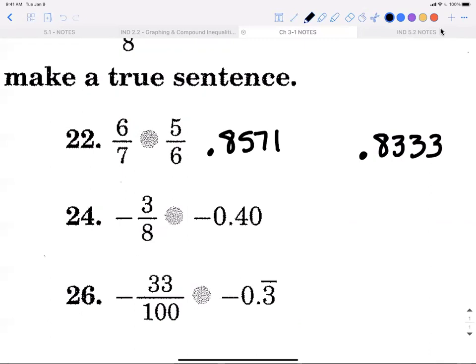These are both positive numbers. So the first thing I do is I look at my tenth spot. They're both 8. That doesn't help me. So then I got to go out another spot and I look at my 100th spot. I have a 5 and a 3. 5 is greater than 3. So this whole decimal is greater than the other one. Okay. You good?